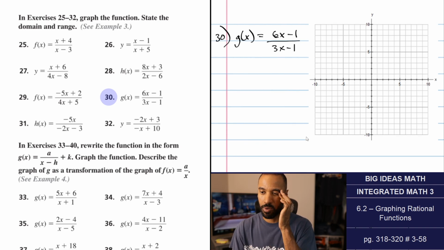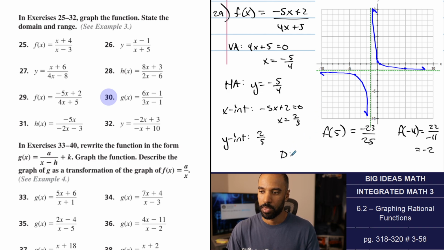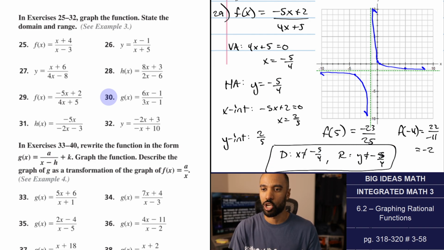Oh, I didn't state domain and range off the last one. I'm sorry. So we have domain: x can't equal negative 5/4, and range: y can't equal negative 5/4. All right, so let's go back to number 30.